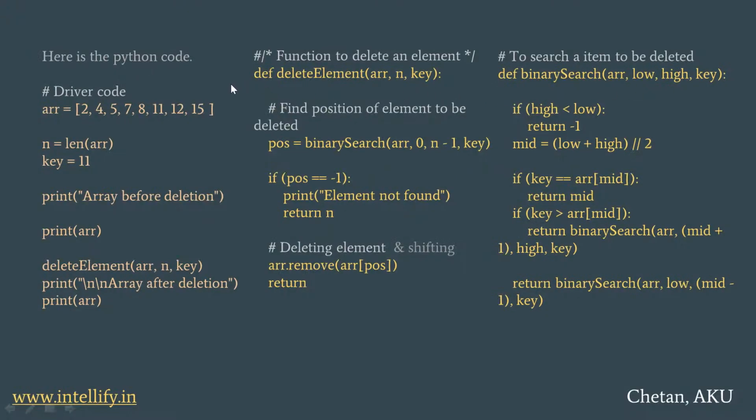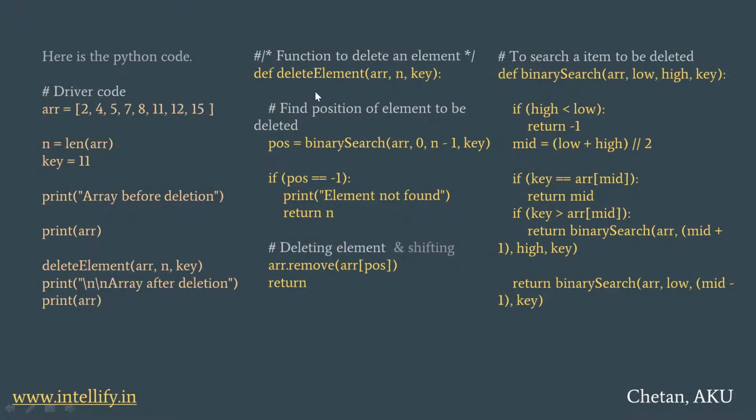Now, if we see the flow of the program, we declare an array and input these values in it. Then we store the value at the length of the array here, and we put the element we want to delete into this variable. Then we print the array before deletion, and this is the method to print the array directly in Python.